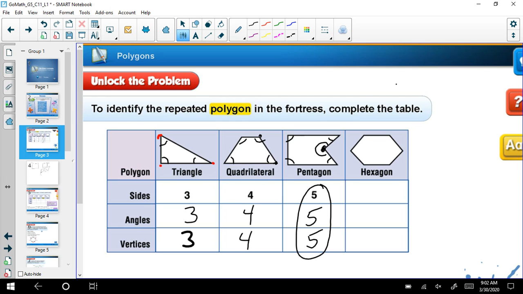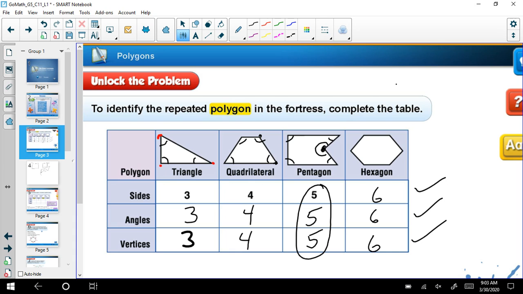Hex, H-E-X, means 6. And if we look here, we have 1, 2, 3, 4, 5, and that is a terrible 5, and 6 sides. We also have 6 angles, and again, we are going to have 6 vertices to go along with it. All polygons are going to have the same number of sides as angles as vertices. So really the only thing that we need to focus on in our lesson today is knowing the number of sides related to the name of our polygon.